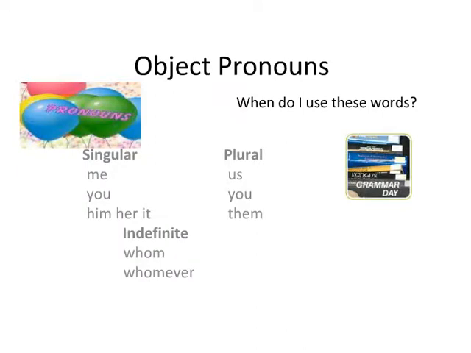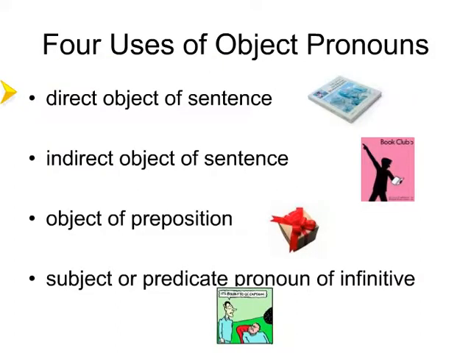With the exception of singular and plural you and it, which do not change, the object pronouns include me, him, her, us, and them. Indefinite pronouns include whom and whomever. Look at the 4 uses of object pronouns listed below.